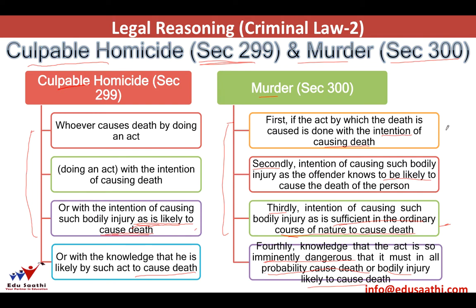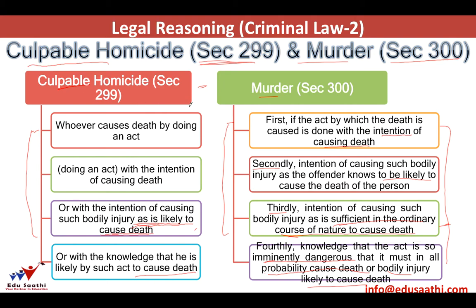So the acts done under section 300 are graver in nature. They are much more dangerous as compared to the acts under culpable homicide. So there's a very thin line between these two concepts. However, the nature of the act and the gravity of its nature would differentiate between the concepts, and the difference between culpable homicide and murder would be seen.